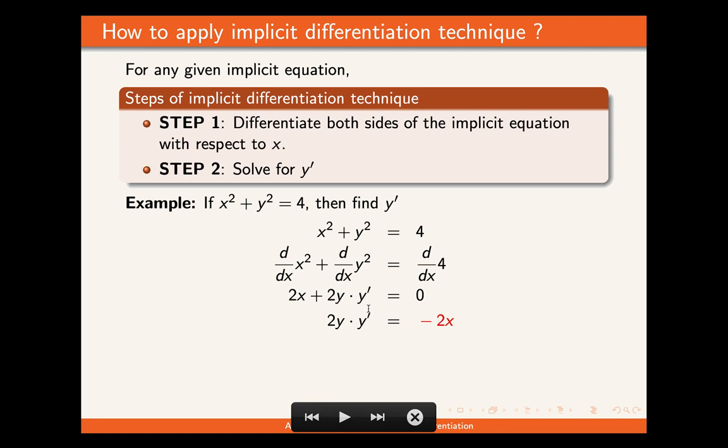Now how can we get y prime alone? We need to divide by 2y on both sides, or you can say multiply by the reciprocal of 2y on both sides. So when we do that, we get y prime equals negative 2x over 2y. So this is y prime for this implicit equation. If you want to simplify or rewrite this, we can cancel out the common factor, and this can be written as y prime equals negative x over y, and that is the required derivative of y with respect to x, or y prime, for that implicit equation.